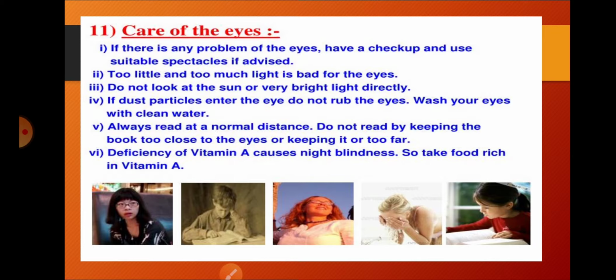Deficiency of vitamin A can cause the night blindness disease. So you have to take food rich in vitamin A. So these are the cares of eyes.